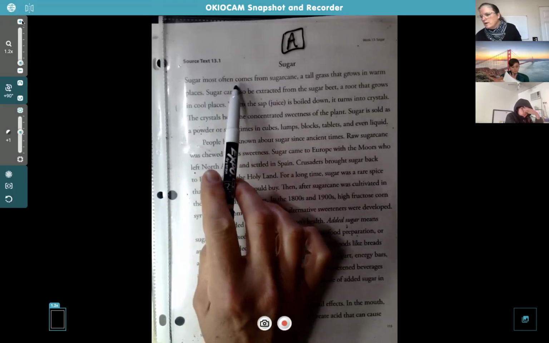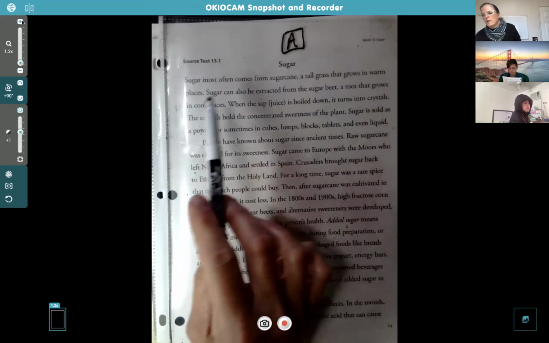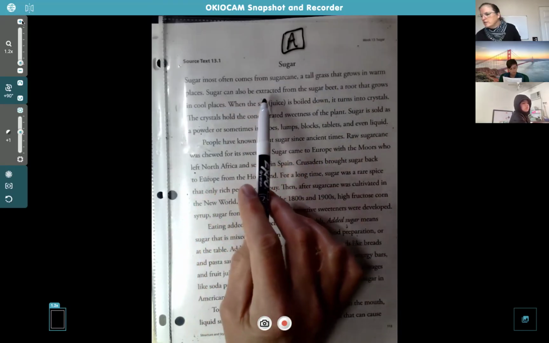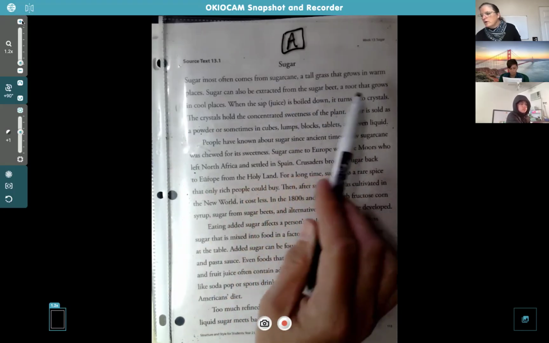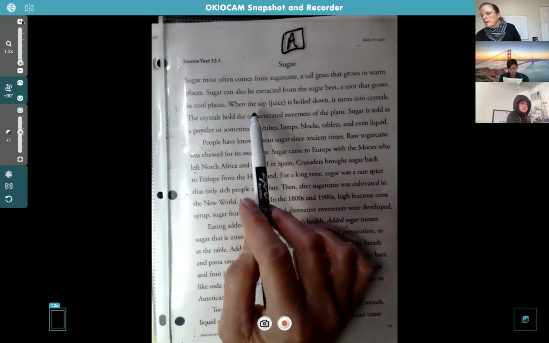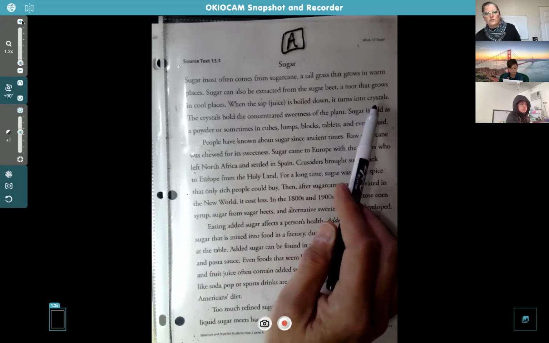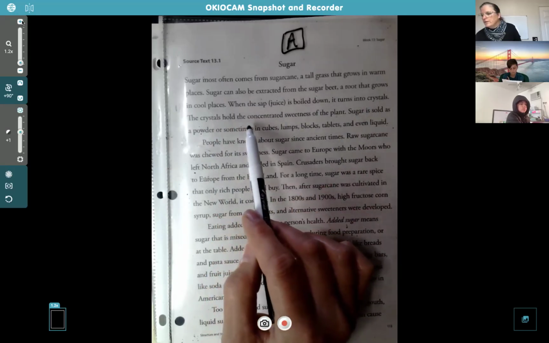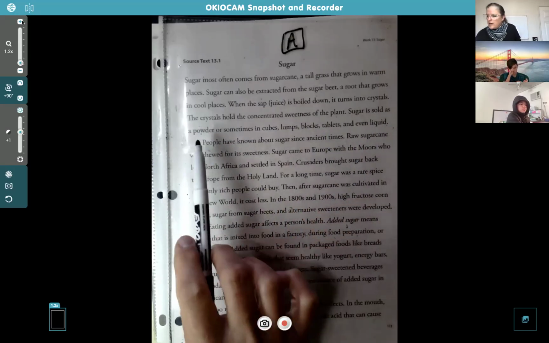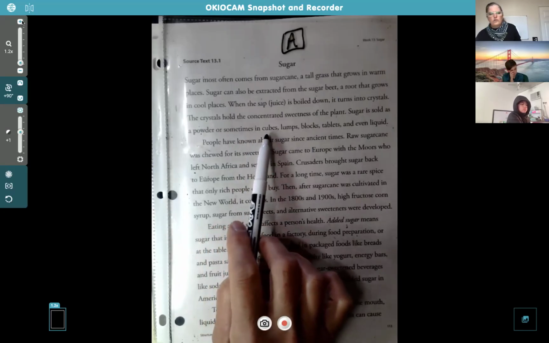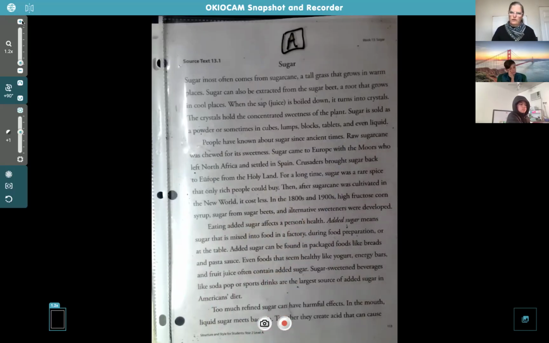Sugar most often comes from sugar cane, a tall grass that grows in warm places. Sugar can also be extracted from the sugar beet, a root that grows in cool places. When the sap or juice is boiled down, it turns into crystals. The crystals hold the concentrated sweetness of the plant. Sugar is sold as a powder or sometimes in cubes, lumps, blocks, tablets, and even liquid.